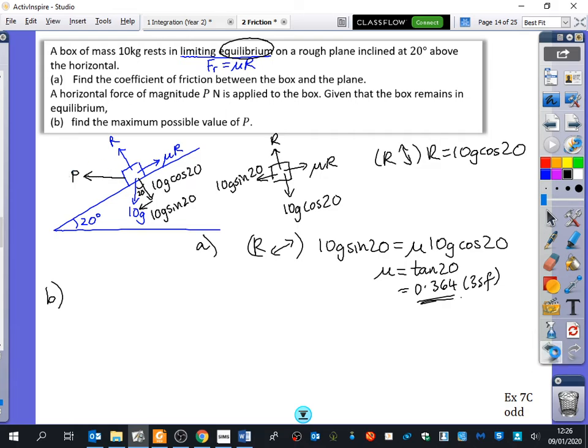It has to be going. Why do we not want it to move? Because it says here, given that the box remains in equilibrium. So it can't be going to the left. It has to be going to the right. So you've got to stop and think to yourself. But I'm actually not going to even leave it on this diagram, okay? I know it's going to be going to the right.